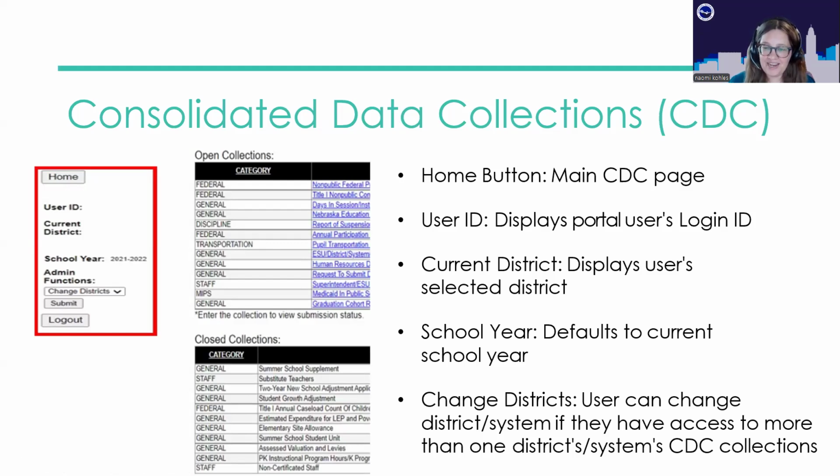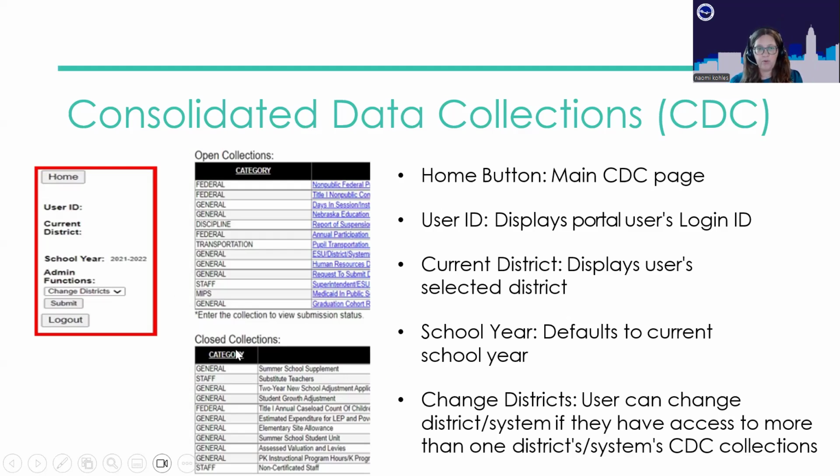So when you get in there, you'll have your home button. You'll be able to see your name here where it says user ID, and it'll display your current district and the school year. If for some reason you have to support multiple schools or multiple districts, you can change that information over here by selecting your alternate district. So there are some schools who have to fill out, let's say, five of these collections for two different schools. And so they'll have to go through each one and then change the district.